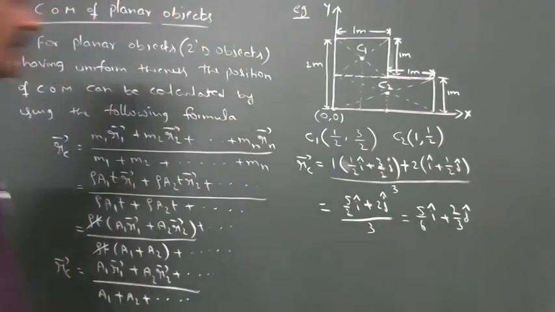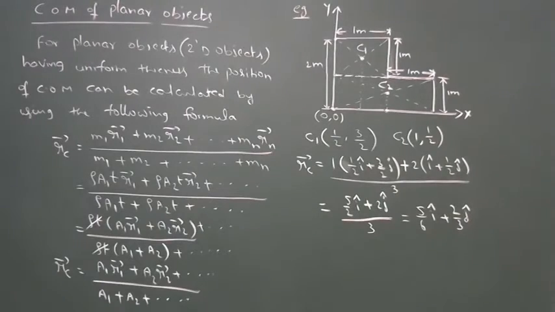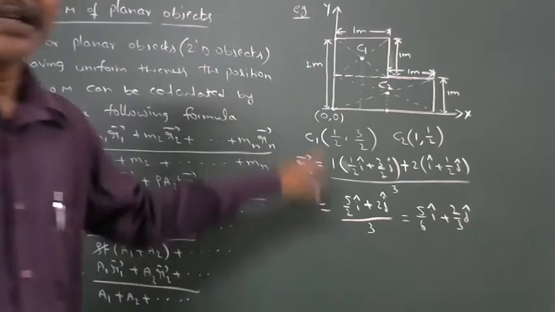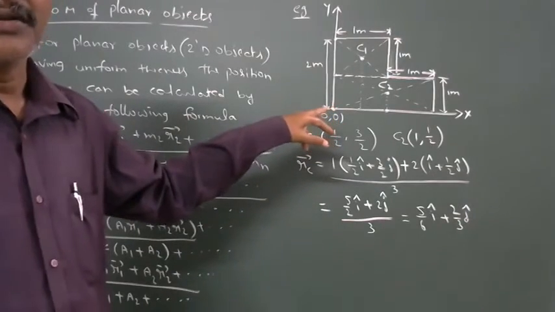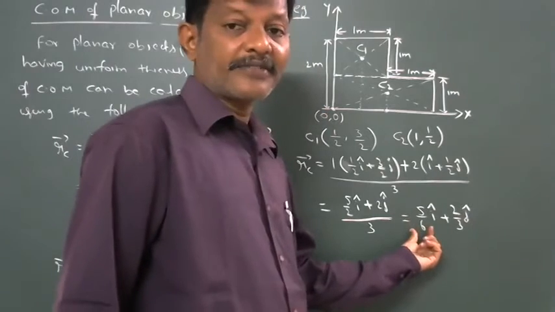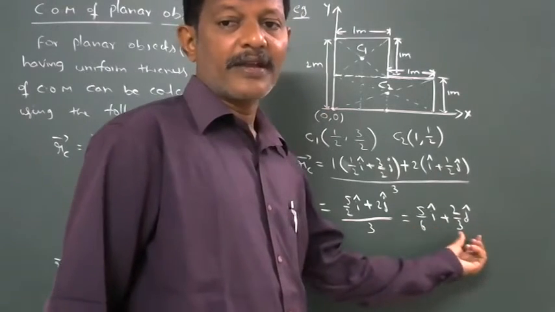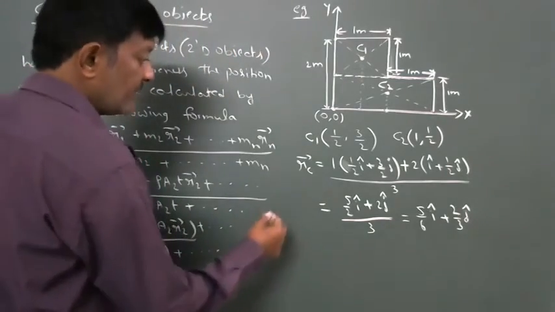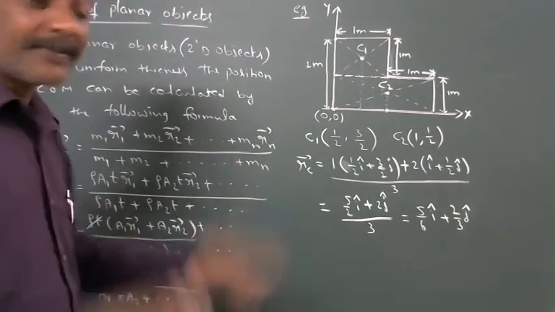That is the position vector of the center of mass, with respect to this origin. We can say that the x coordinate of center of mass is 5 by 6, and the y coordinate of center of mass is 2 by 3. Now let us find x and y coordinates separately.